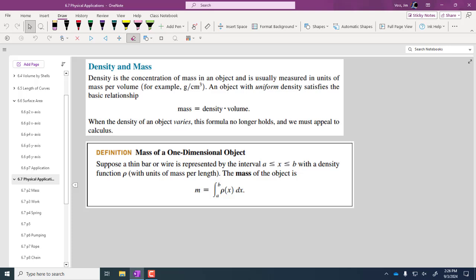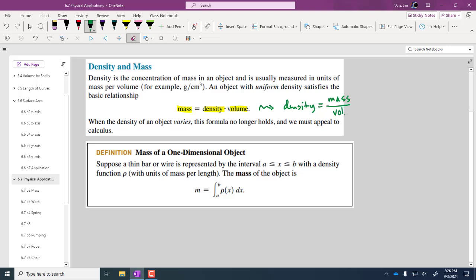So the first equation that we deal with is the concept that mass is density times volume. And typically, this is when we have uniform density. So we've got the same density throughout an object. If that's the case, we'll take that density, multiply it by the volume, and we get the mass. Another way that's useful to rearrange this equation is to think of density as mass per unit volume.